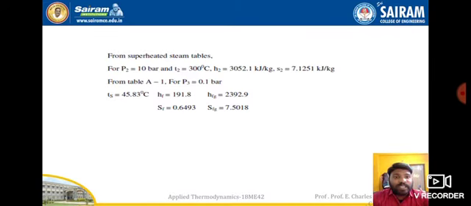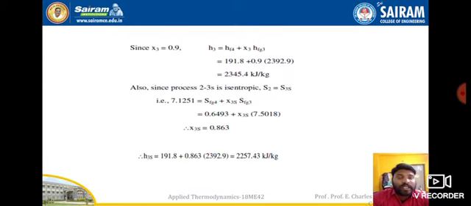In this slide, from the steam table book, you have to refer to get all these values. You have to turn to the P2 10 bar pressure and take all the values, and you have to check the 0.1 bar pressure. So you have to take the HF, HFG, SF, SFG. Next, X3 is equal to 0.9. That's what is in the data. It is given as a 90% dryness fraction.